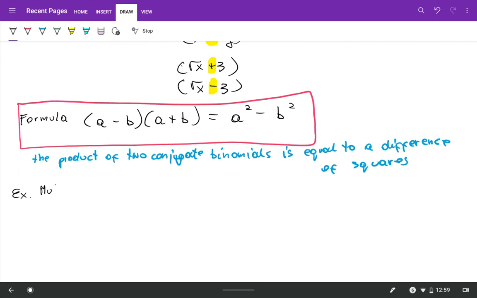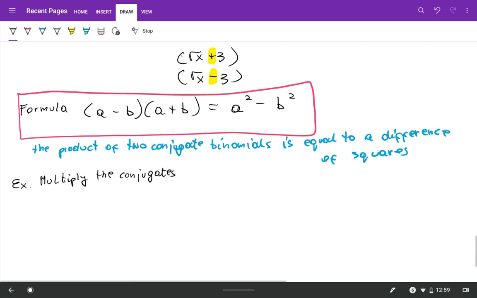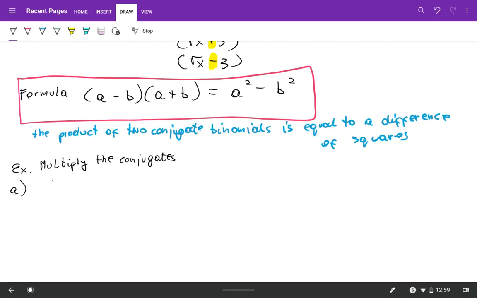So let me show you the examples. Multiply the conjugates. And let's do example A. We have square root of 5 plus 3 times square root of 5 minus 3. So definitely you guys see that we have conjugates, okay? The same expression, just opposite operation in the middle. So use that formula, a squared minus b squared.